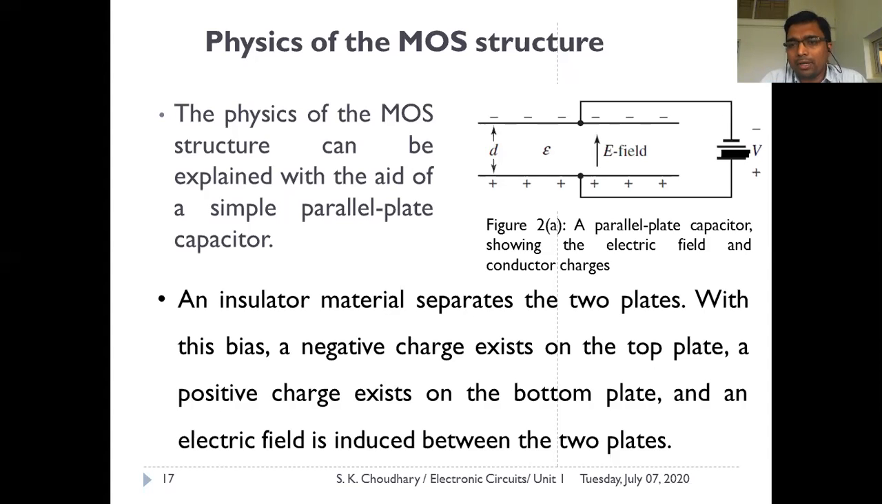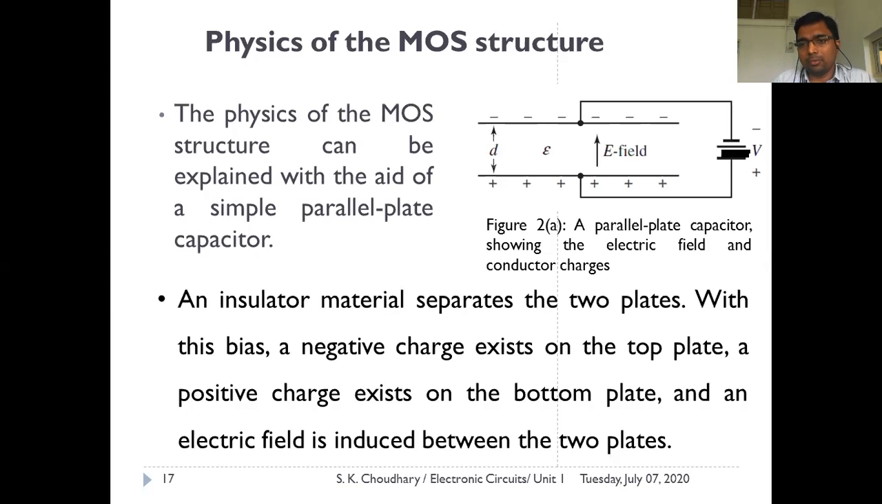Now we have to see that a charge has been deposited at the top plate. It is a negative charge, and at the bottom plate there is a positive charge, and it is working perfectly as a capacitor. Now we have to know what is the formula of the capacitor also. C is equal to epsilon naught A upon D. So A is the cross sectional area of the plate, and D is the distance between the plates, and epsilon is the permittivity of the insulator.